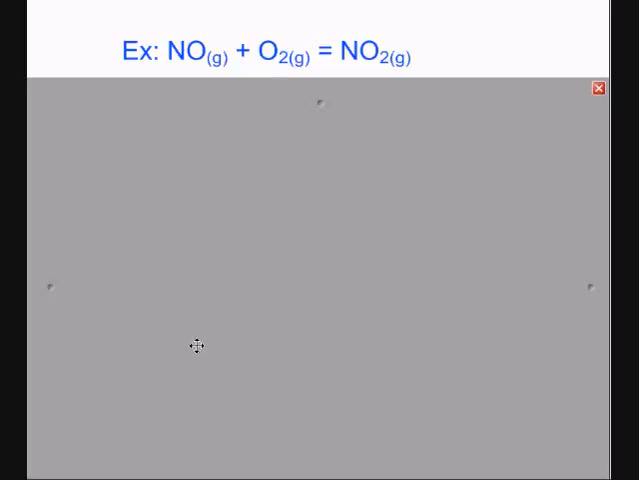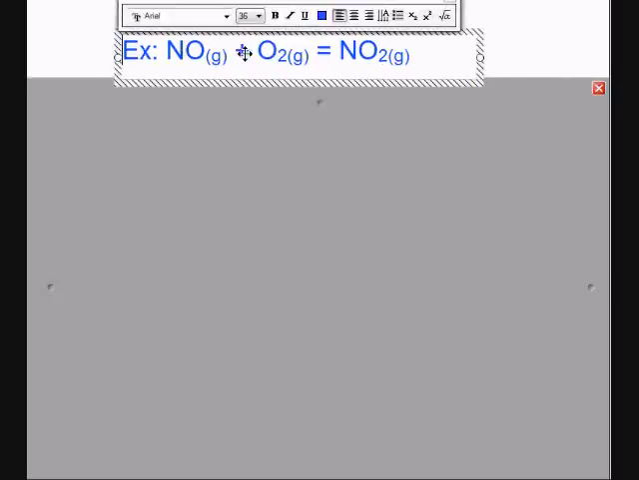Here's what happens when we go to the dentist, right? Nitrous oxide, laughing gas, comes together with the oxygen we breathe to form nitrogen dioxide. Very, very good. First of all, are we balanced here in our equation?